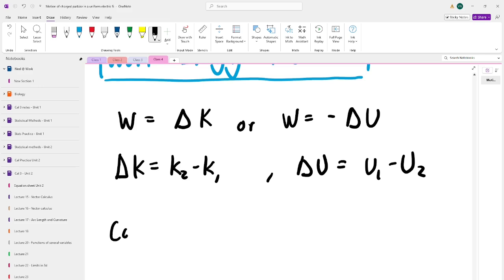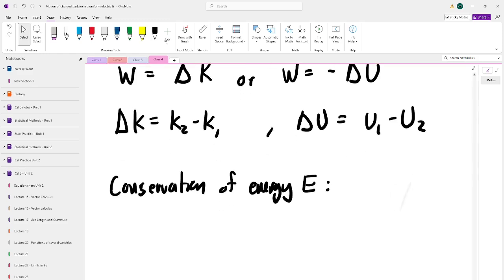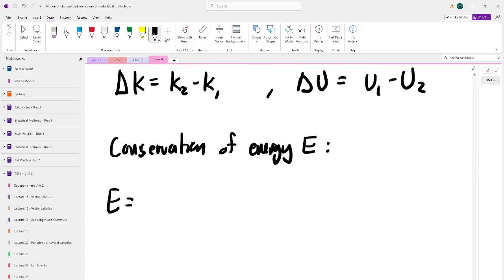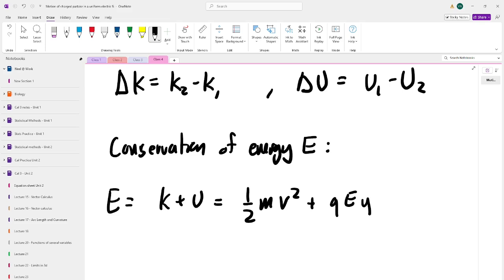And then by conservation of energy, we can say that E is equal to K plus U, and K, from mechanics, I know is 1 over 2 mv squared. Then we just defined U as being, for a charge Q, U is equal to QEy.